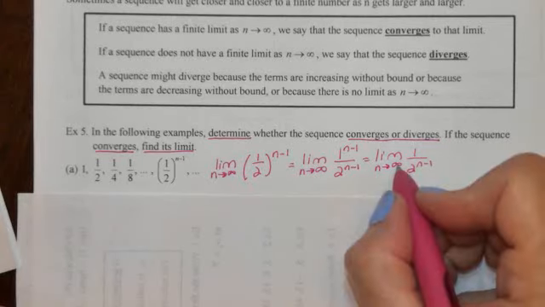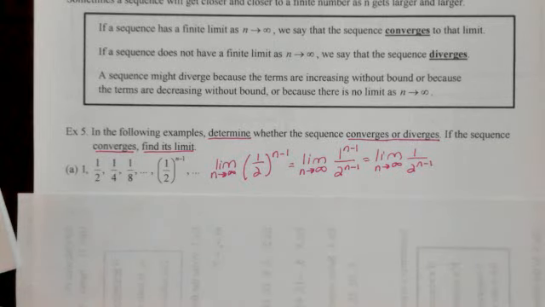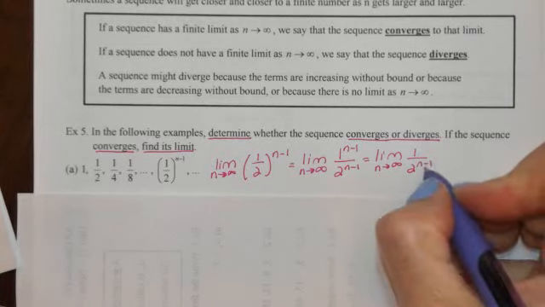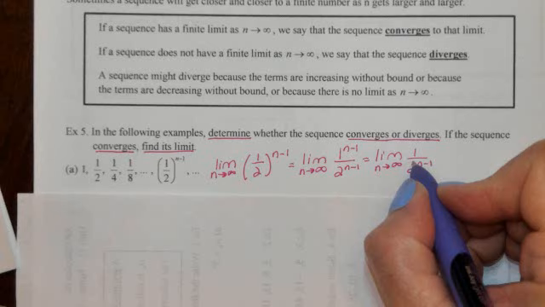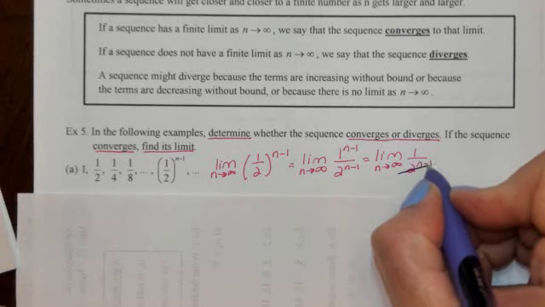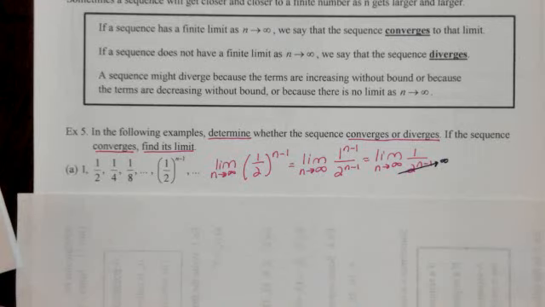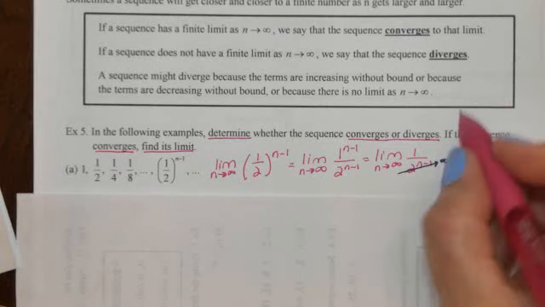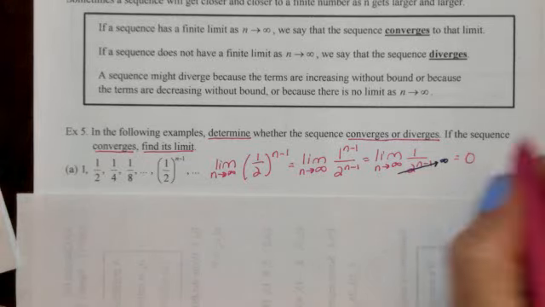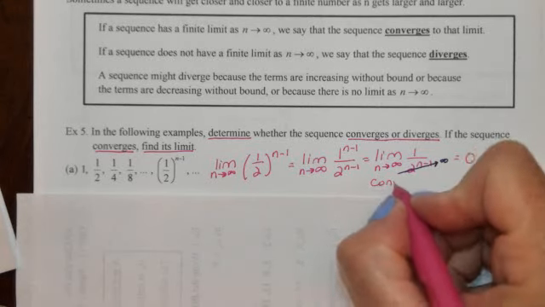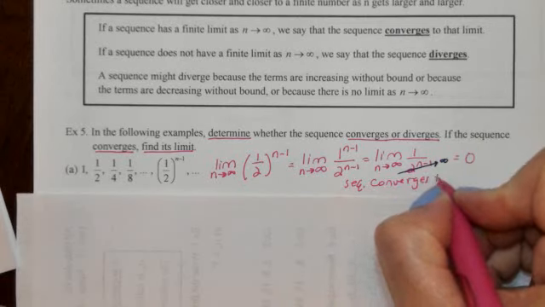Now let's let n go to infinity. As n goes to infinity, the exponent goes to infinity, so the denominator goes to infinity, right? So 1 divided by that denominator goes to 0. So we would say that this sequence converges, the sequence converges to 0.